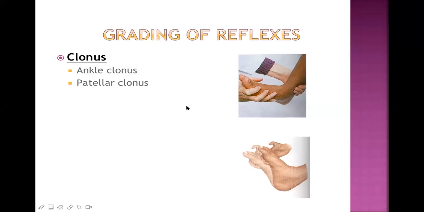Now, how to do patellar clonus? It's quite easy. Ask the patient to lie down comfortably on the bed with slight knee flexion. Catch the patella with two fingers, thumb and index finger. Then, just like the way we do ankle clonus, give a firm push upwards. Then you can see continuous oscillation of the patella if clonus is present. This is also seen in upper motor neuron lesion. This is how clonus is seen.